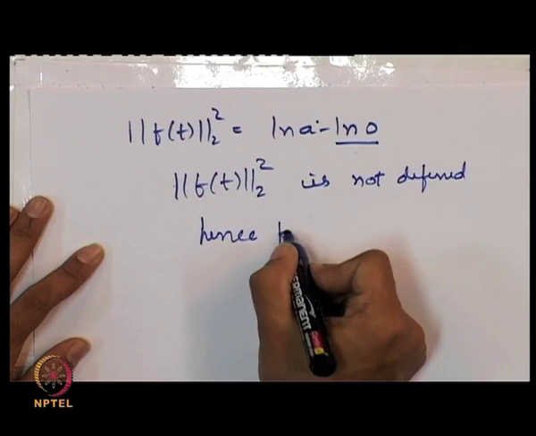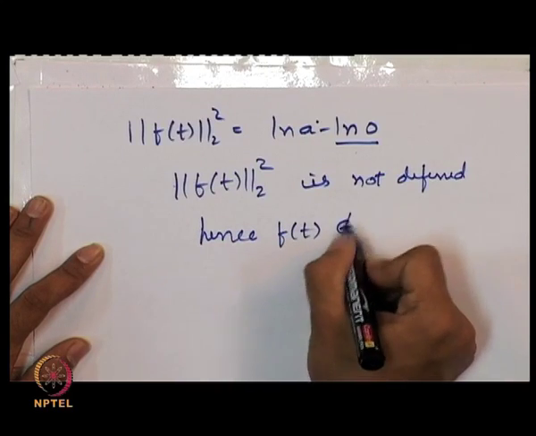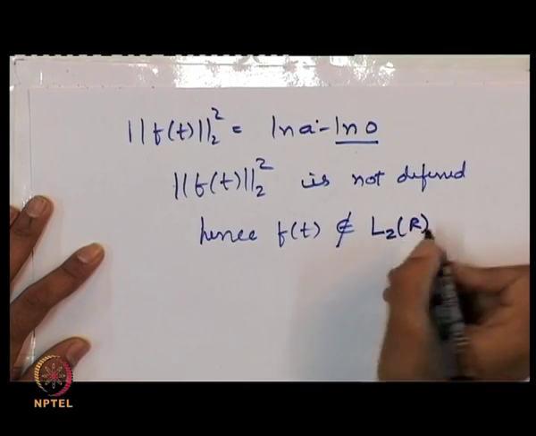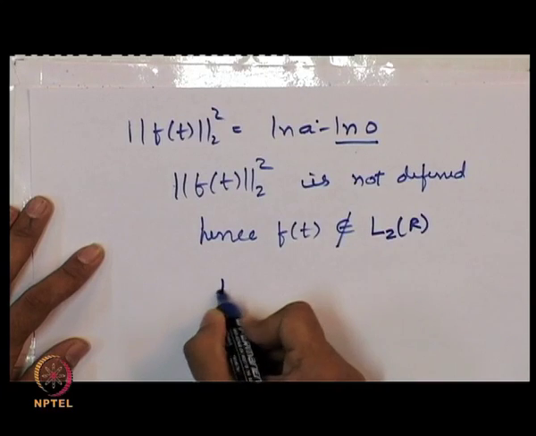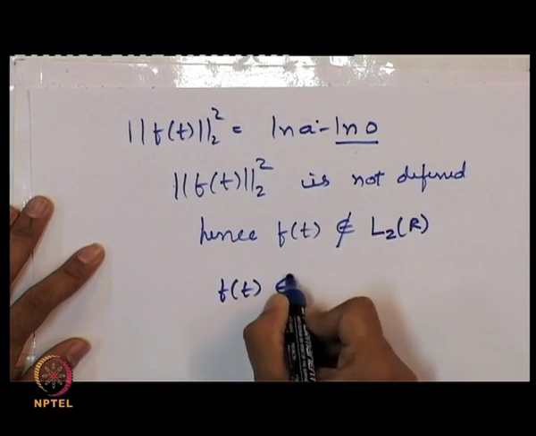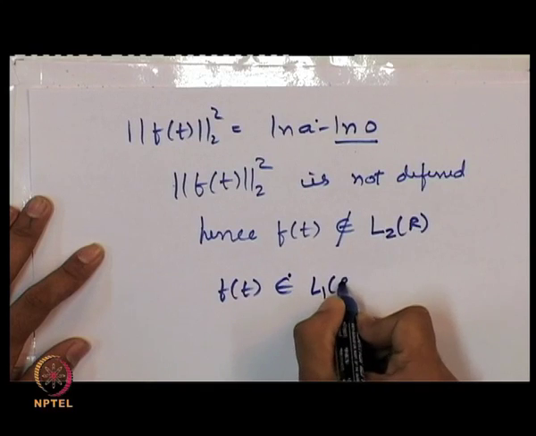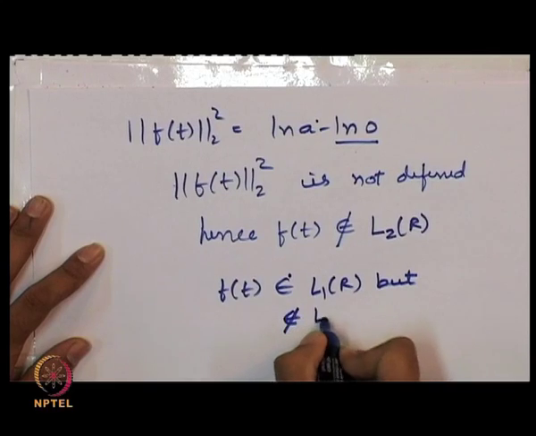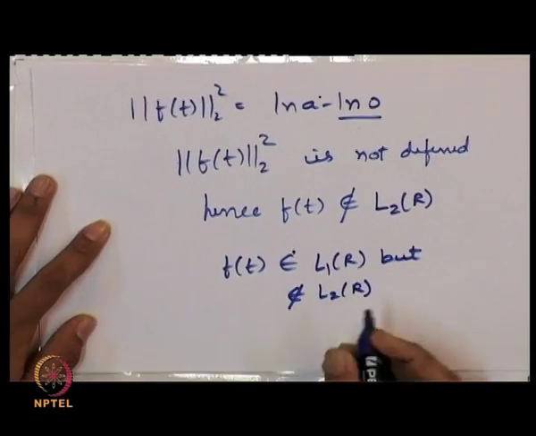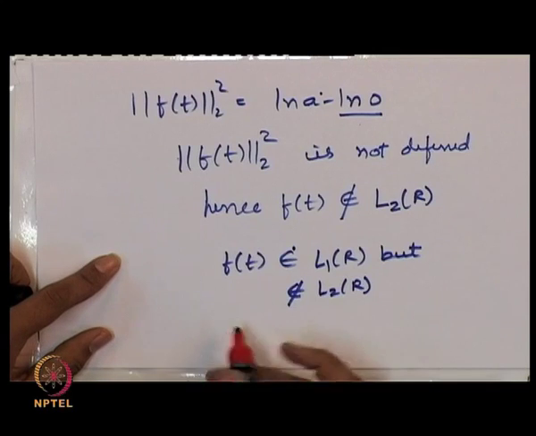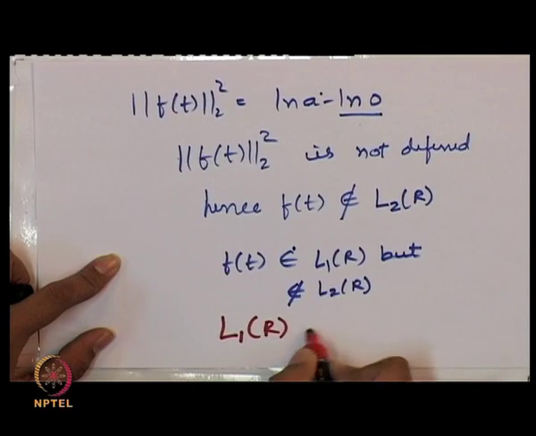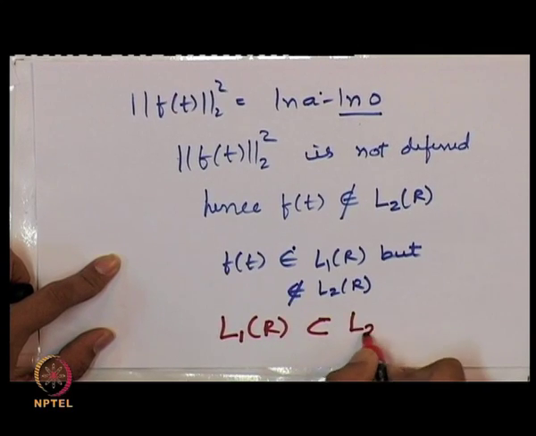Hence f t does not belong to L2R. Here we have seen that f t belongs to L1R but it does not belong to L2R. Hence we can't say in general that L1R is a subspace of L2R.